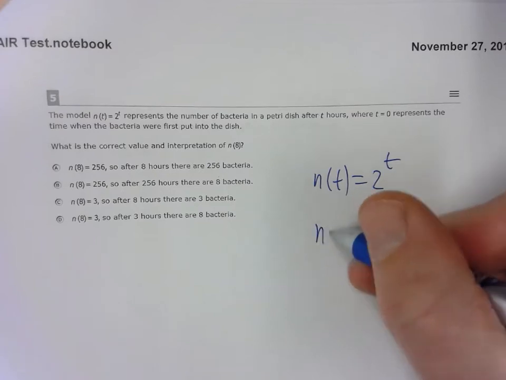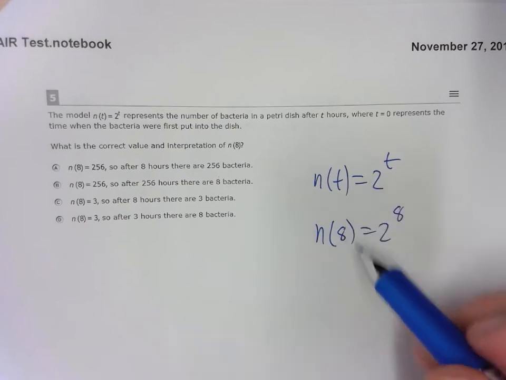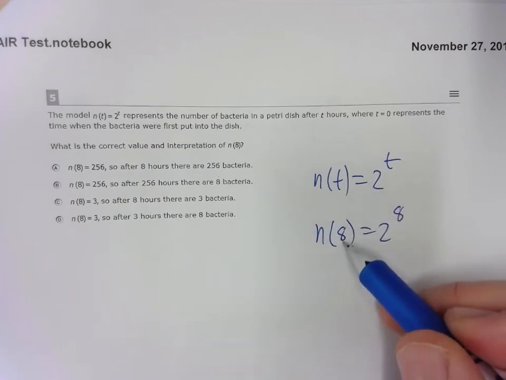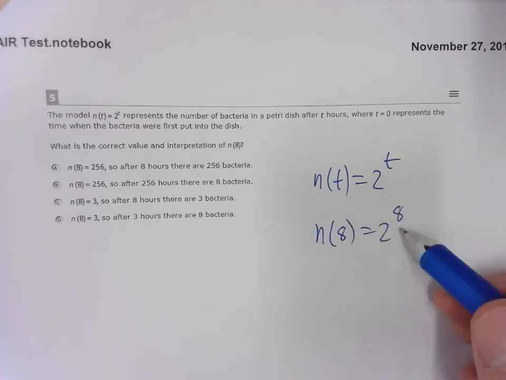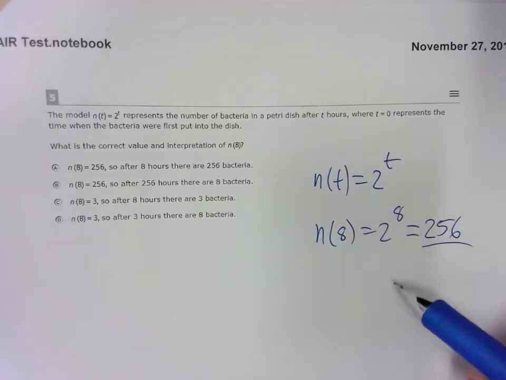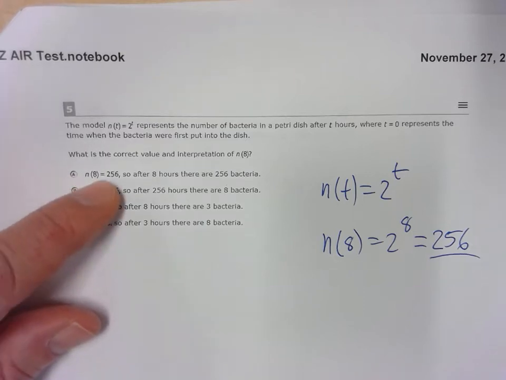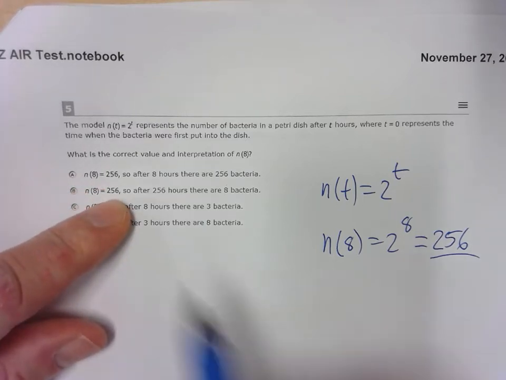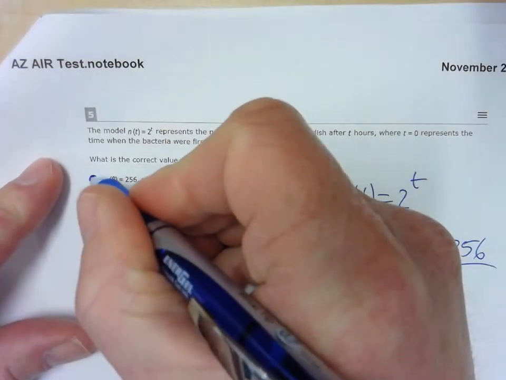So if we do 2 to the 8th, it would be 2 to the 8th here. So the way function notation works, if you put t is 8 into the n function for number of bacteria, then it appears over here. So it's 2 to the 8th, which is 2 times 2 times 2 times 2 a bunch of times, which is 256. You can put that in the calculator and see what it is. So we know that the answer is A or B. So 2 to the 8th means there's 256 bacteria after, not 256 hours, after 8 hours. So the only one that makes sense is that one.